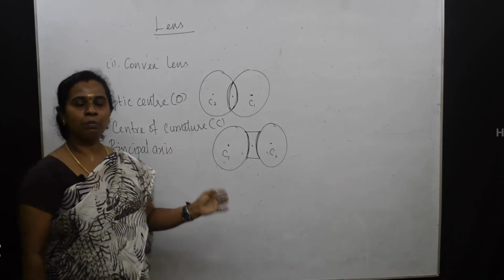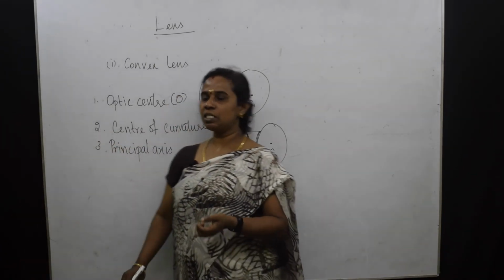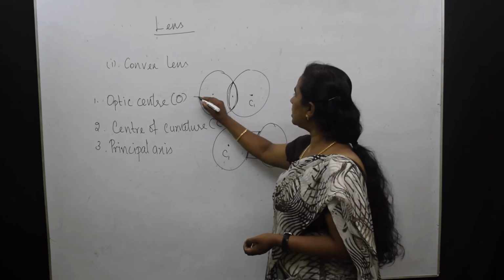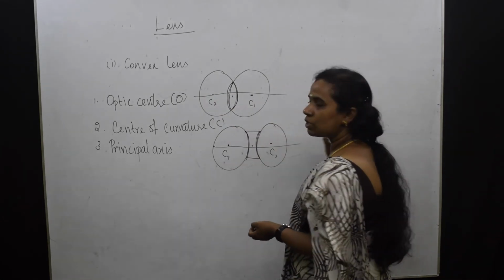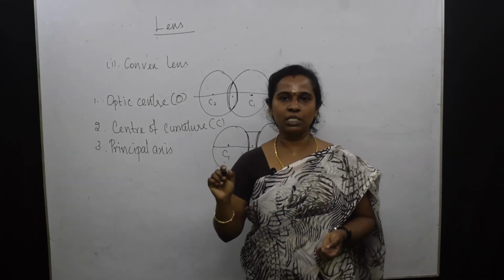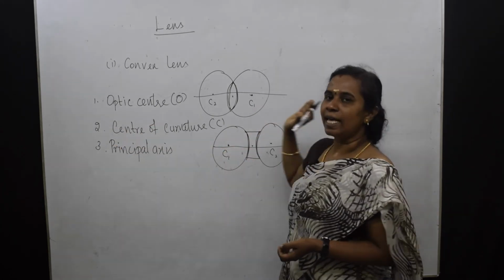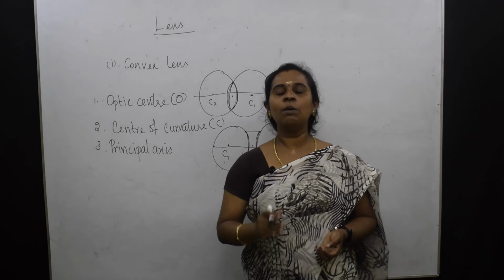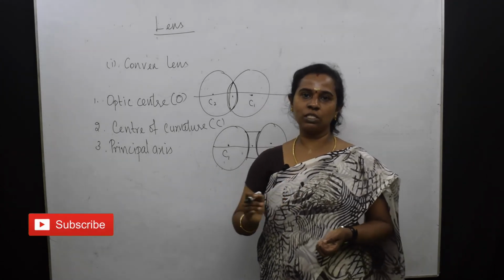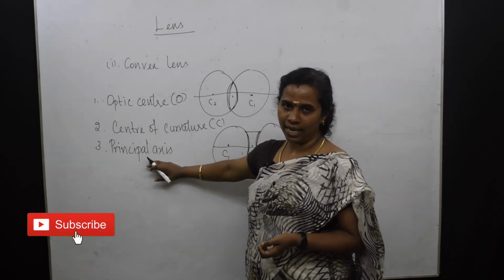Next is the principal axis. What is meant by principal axis? The imaginary line passing through the centers of curvature is called the principal axis. You can extend the line in both directions. The imaginary line passing through the centers of curvature is called the principal axis.